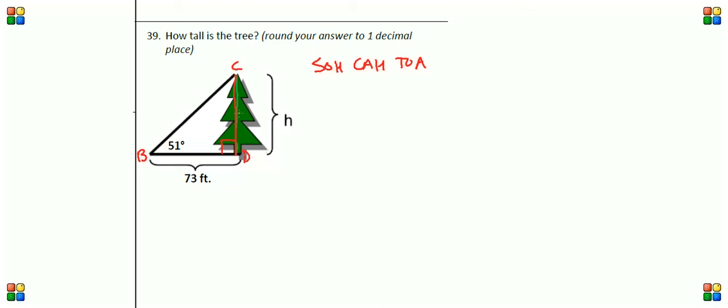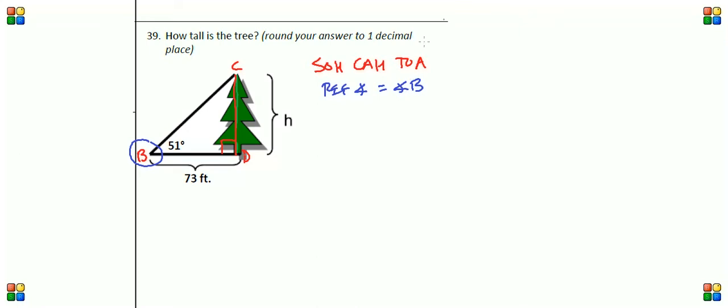Notice, class, in this case, I avoided the letter A for a vertex because I'm going to label the sides of my triangle now. That'll make it a little less confusing. So we have to pick our reference angle, and clearly our reference angle is going to be B because that's the angle we know. So our reference angle is going to be angle B.